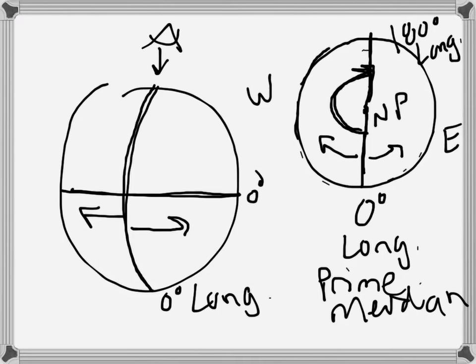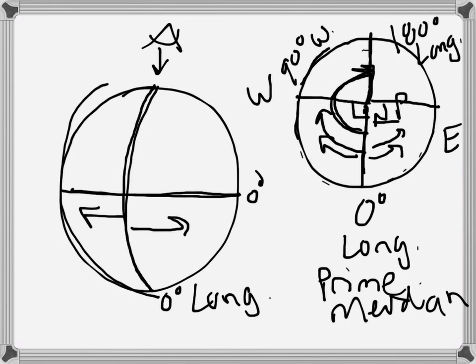If you were to go this way toward the west and make an angle of 90 degrees, relative to zero, then you would be at 90 degrees west longitude. If you went this way and made an angle of 90 degrees east of the prime meridian, you would be at 90 degrees east longitude. And so again, it works in the same way. The only difference is when we're dealing with latitude, our numbers are going between 0 and 90. When we're dealing with longitude, our numbers are going between 0 and 180.